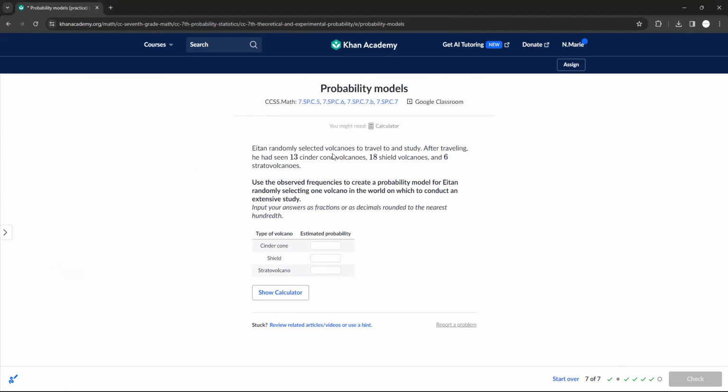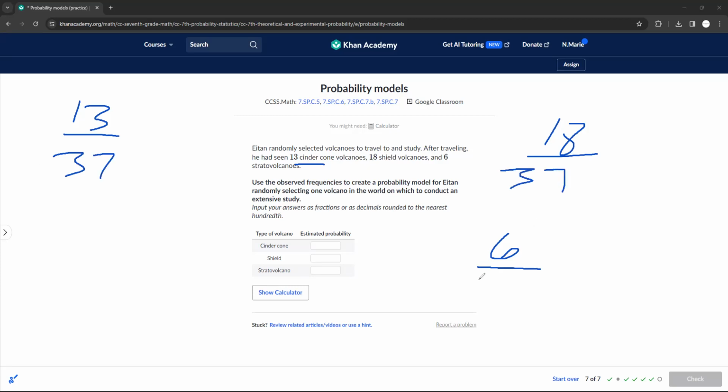This person randomly selected volcanoes to travel and study. After traveling, he's seen these. So you're just entering it in as a probability. There are 13 of these, so that's 13 out of we don't know yet. 18 out of we don't know yet. 6 out of we don't know yet. Let's add them together. 13 plus 18 plus 6 is 37. So all of these are going to be over 37.